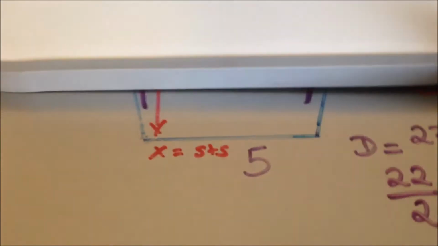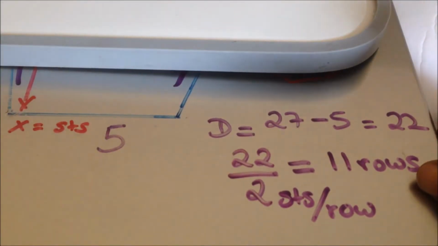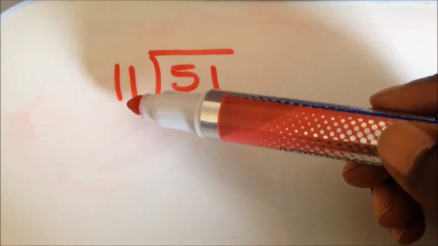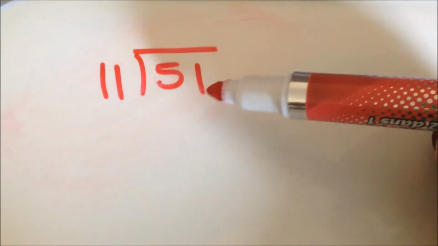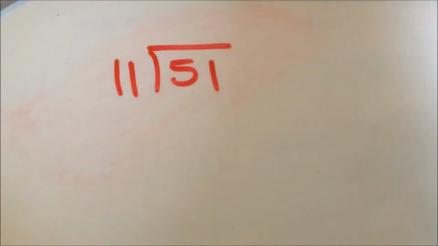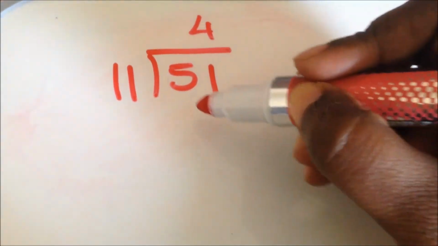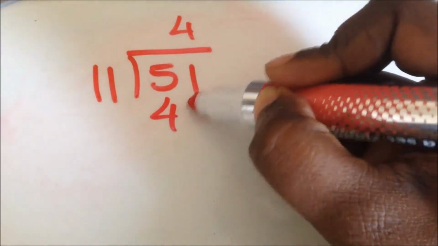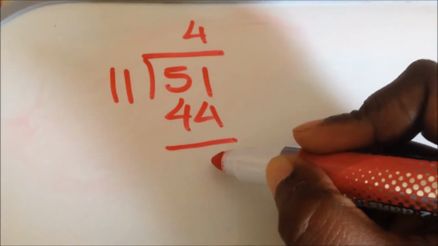So again, if we can remember, the numbers are back here: 11 rows, and I have 51 rows in total. So what we would do is divide 11, that's the number of rows we need to divide, over the total of 51 rows. And we want all whole numbers, so 11 goes into 51 4 times, and that leaves us with 44, and we have a difference of 7.